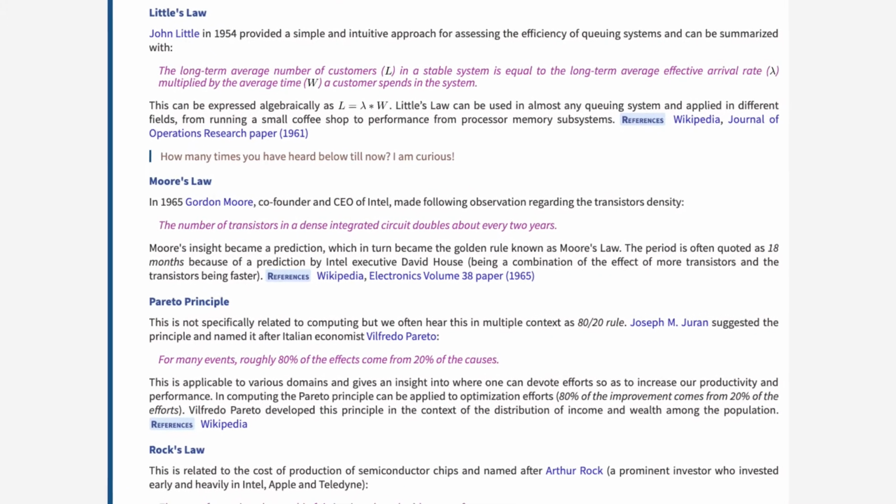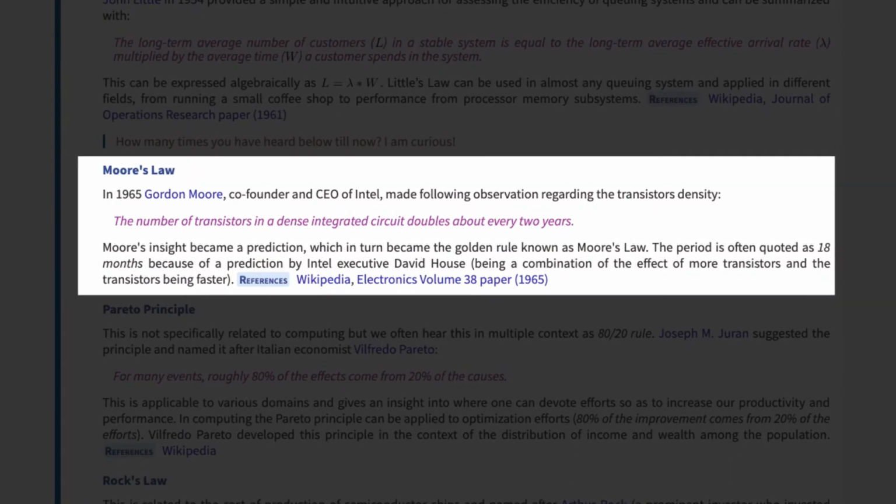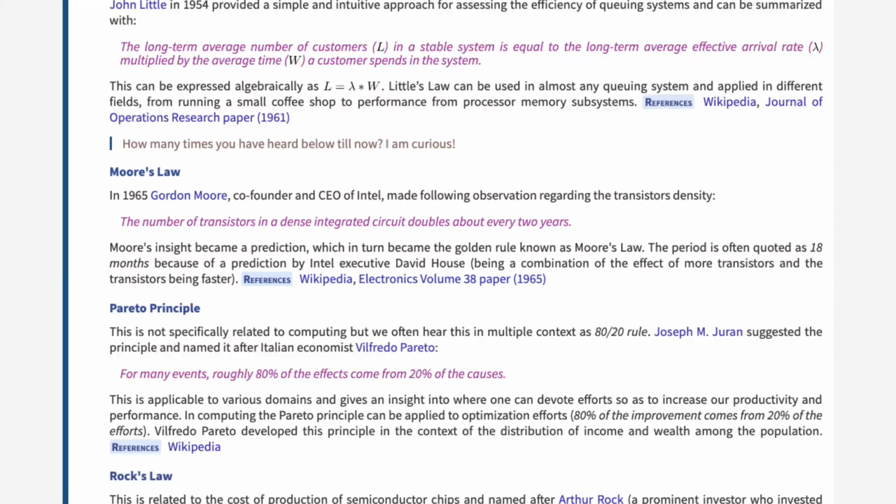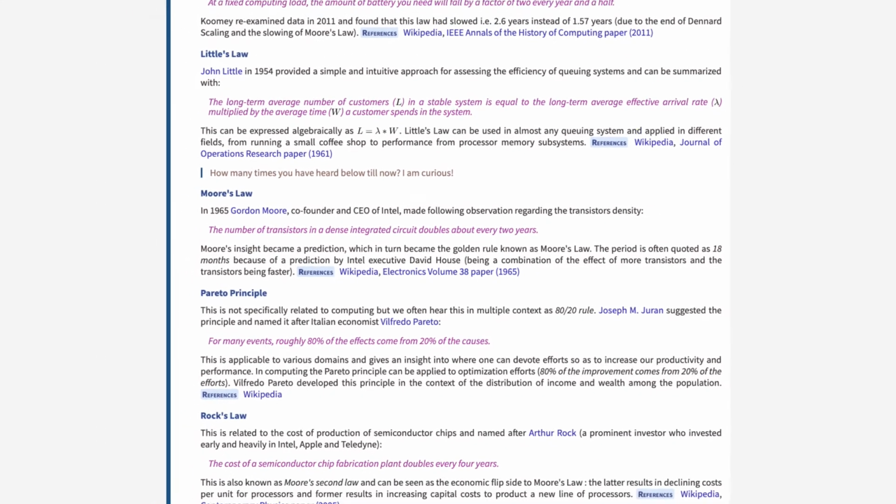In 1965, Gordon Moore, co-founder and CEO of Intel, made the following observation regarding transistor density. The number of transistors in a dense integrated circuit doubles about every 2 years. The period is often quoted as 18 months because of a prediction made by Intel executive David House. This is commonly referred to as Moore's Law.